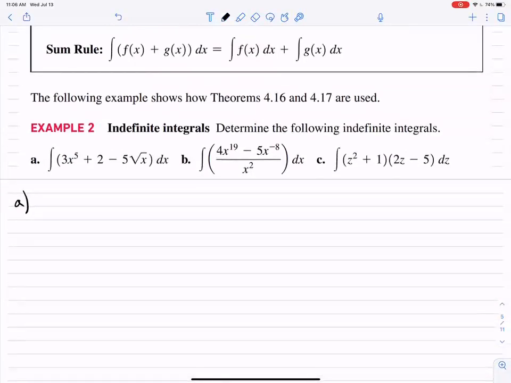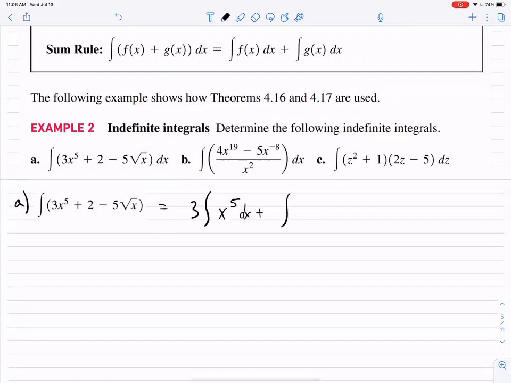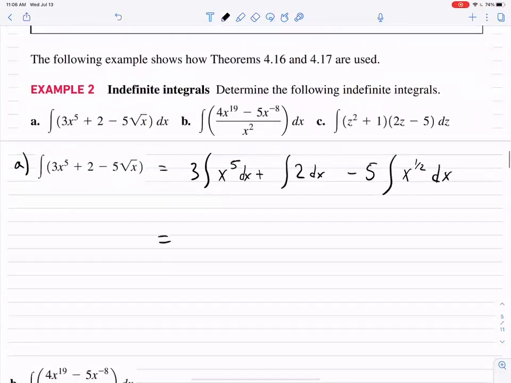For this one, we can use the sum and the constant rule and then the power rule to get this. By using the sum, power rule, and constant rule, I'm going to just break it up. It's going to be the integral of 3x to the 5th dx plus the integral of 2 dx minus 5 times the integral of x to the 1/2 dx. And now I can take all those separately.